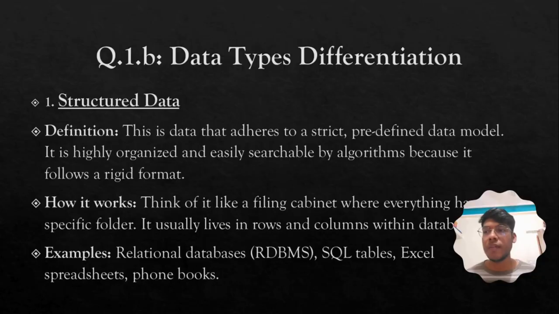The formal definition is that this is data that adheres to a strict predefined data model, where it is highly organized and easily searchable by algorithms because it follows a rigid format. The rigid format here refers to the rows and columns format. So how does it work? Think of it like a filing cabinet where everything has a specific folder. It usually lives in rows and columns within a database.